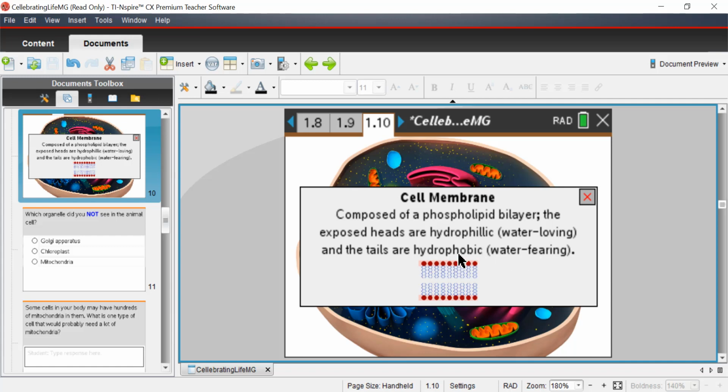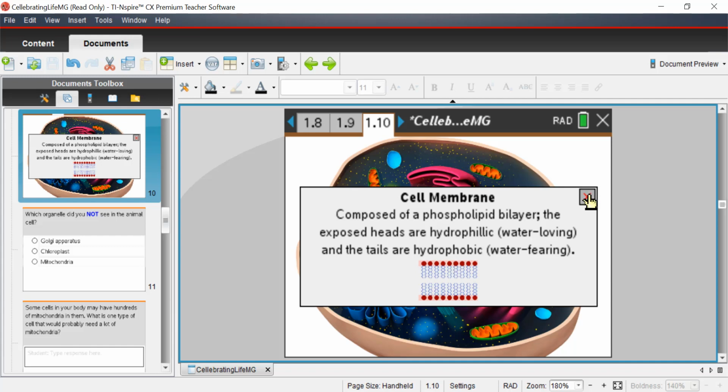So the cell membrane is made of two parts. It's made of things that, hey, we like water. Those are the heads. Those are hydrophilic. They're attracted to water, hydrophilic. And then these little tails are lipids. They're sort of like fats, like oil almost. And those make up the tails. Those are water-fearing.